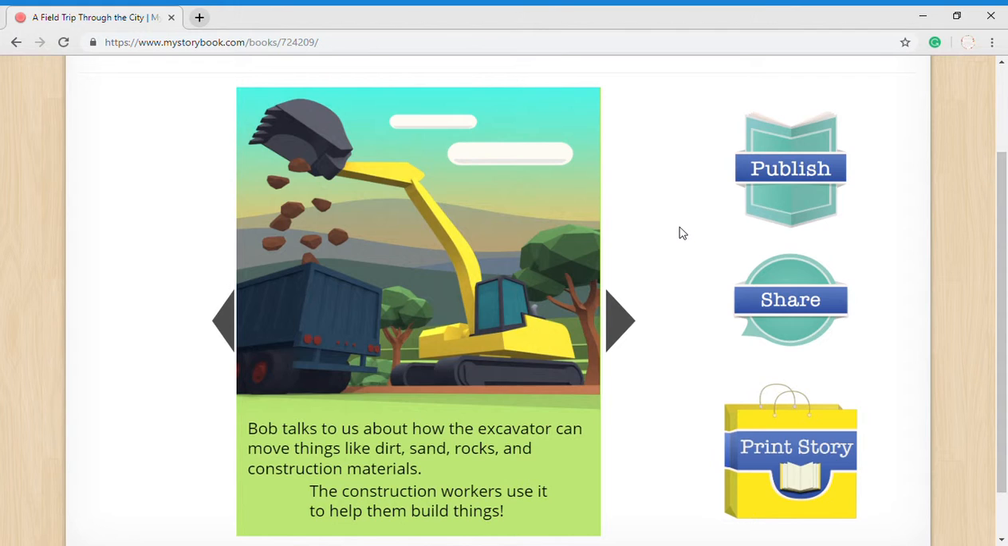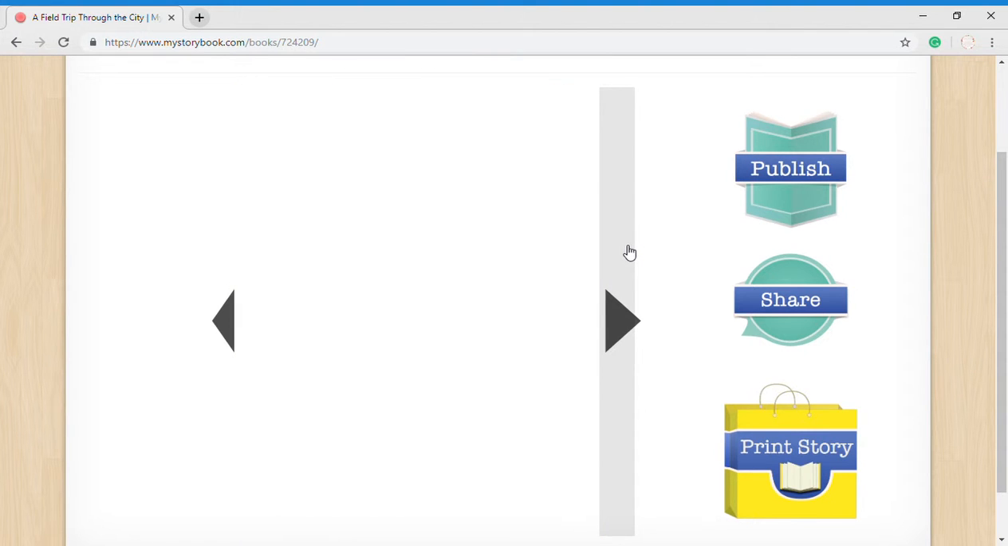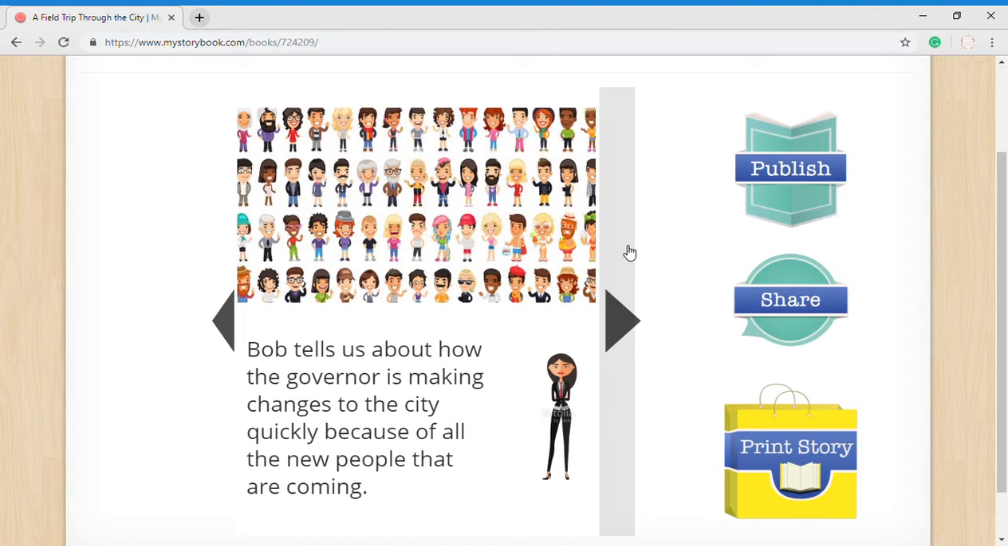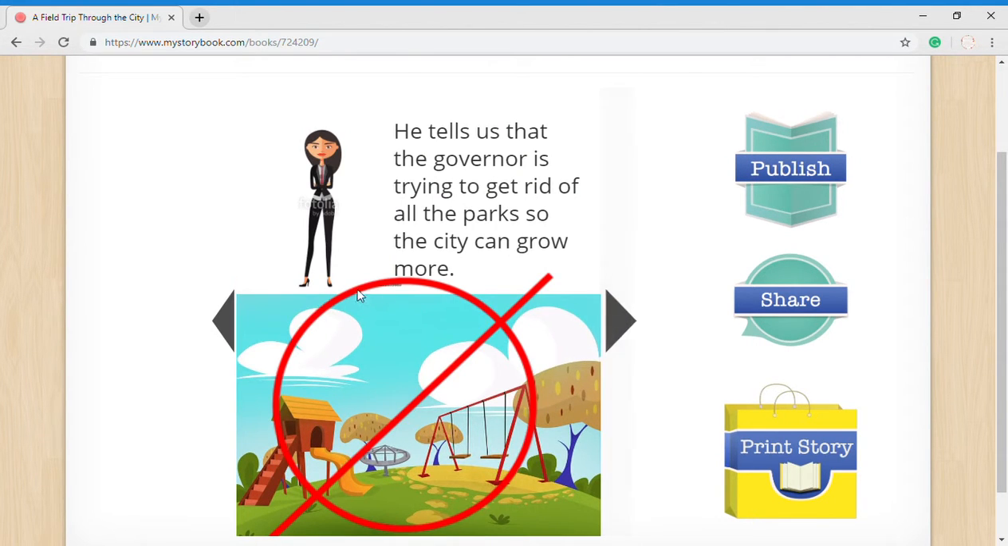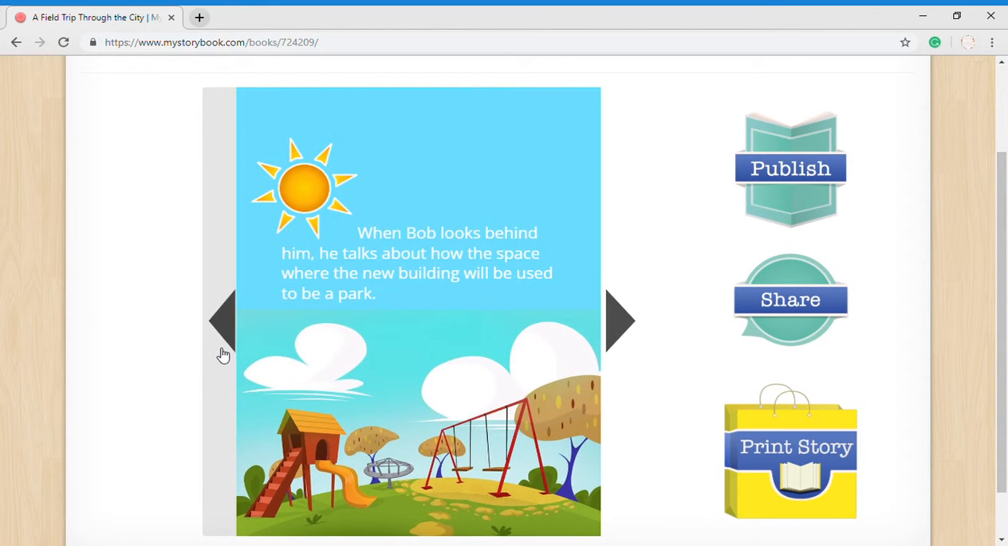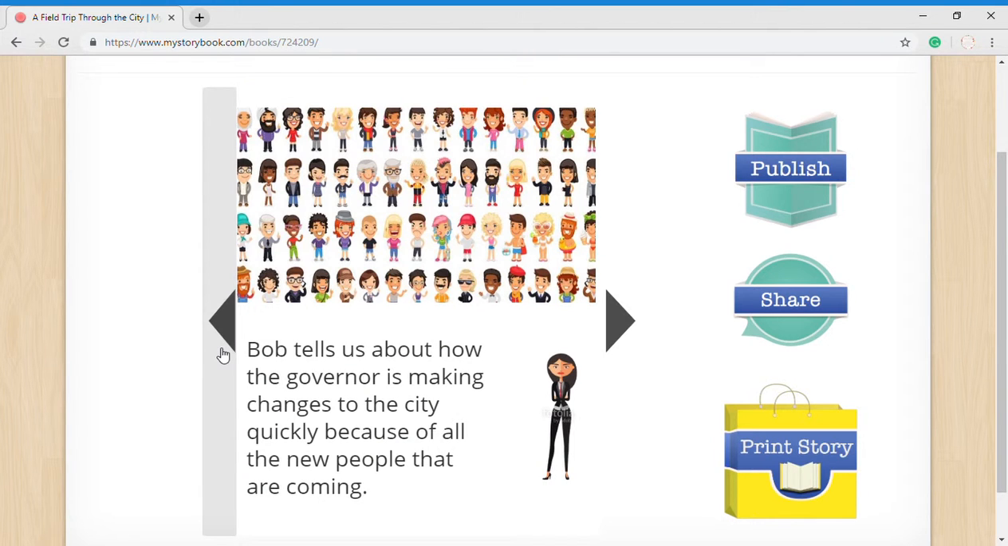For the economic aspect of our story, actually, we're going to start with the environment. The economic and the environmental aspects of our story actually tied together pretty well. We wanted to mention that the population growth boosted the economy, but the population growth was also why the governor wanted to get rid of all the parks. So it's destroying the environment for the pleasure and appeasement of the population growth and the economic growth.